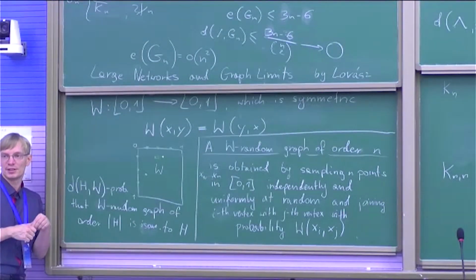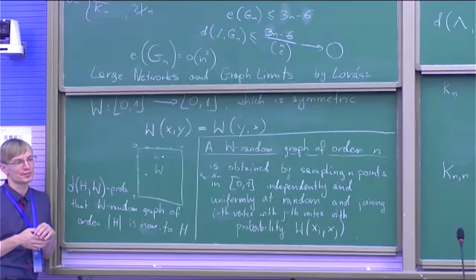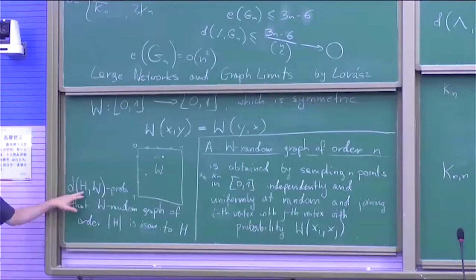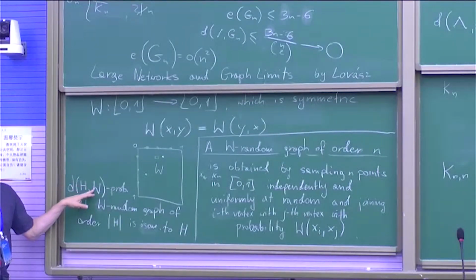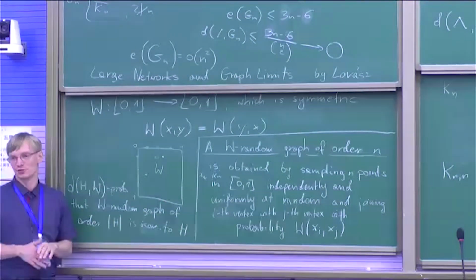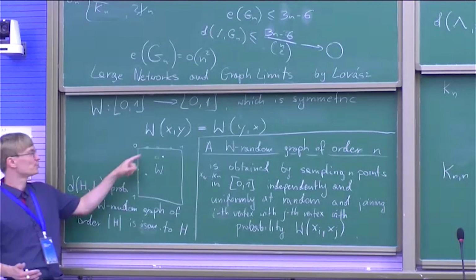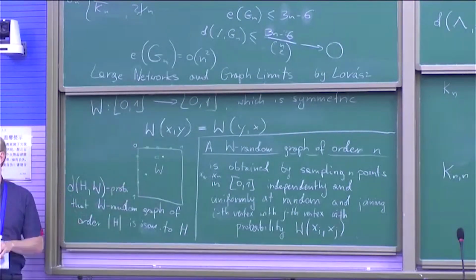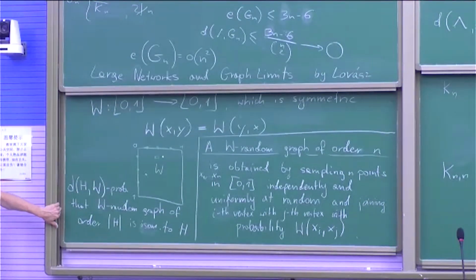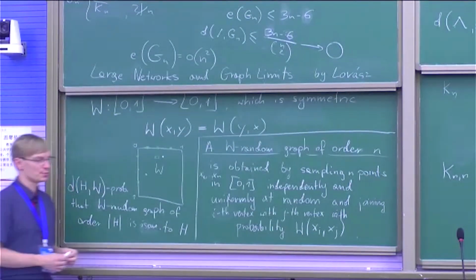Okay, let's digest the definitions. So what I do, if I want to find the probability of, let's say, edges in my graphon, I'm looking at this W-random graph of order 2. So picking two vertices at random and looking at the probability that the two vertices are connected. And then saying that the density of edges in the graphon is just the probability that I will see my graph as the random graph. So let's do some examples.